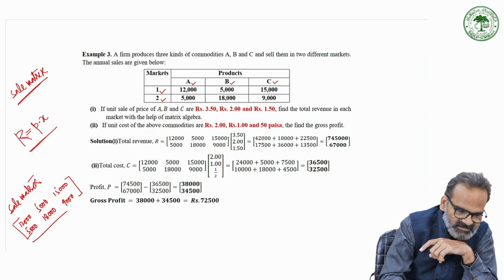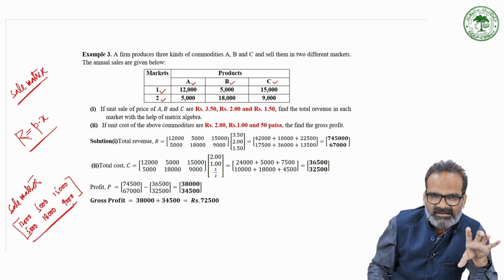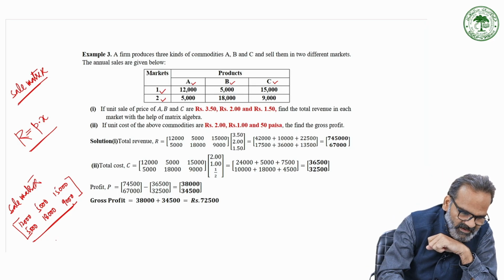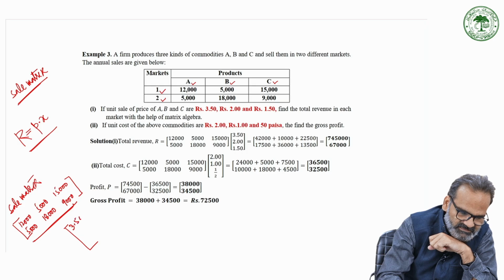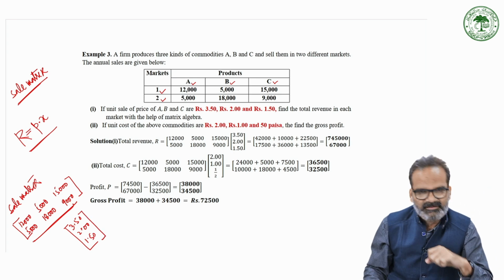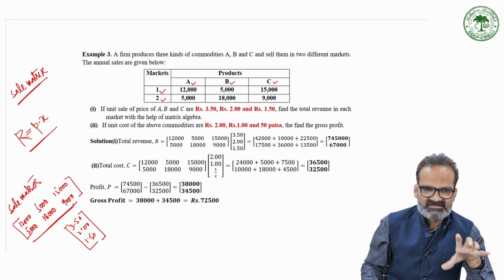So we call this matrix the sale matrix, right? The commodities sold in two different markets, A and B. And what is the price matrix? The price matrix can be represented like this. See, the price per unit of commodity is given as rupees 3.50, then rupees 2.00, and then rupees 1.50 per each commodity. Now you can understand what we must do.